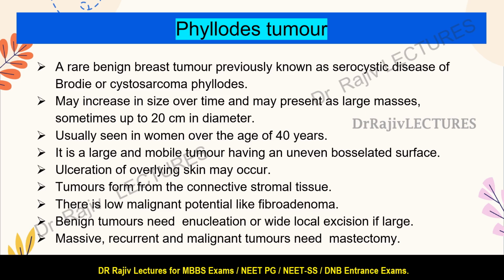Phyllodes tumor presents as a large and mobile tumor having an uneven bosselated surface. Ulceration of the overlying skin may occur because of pressure necrosis. Histologically, Phyllodes tumor forms from the stromal tissue of the breast, not from the ducts or glands. It has low malignant potential like fibroadenoma. Benign tumors are treated by enucleation in young women or wide local excision if large. Massive recurrent and malignant tumors need mastectomy.